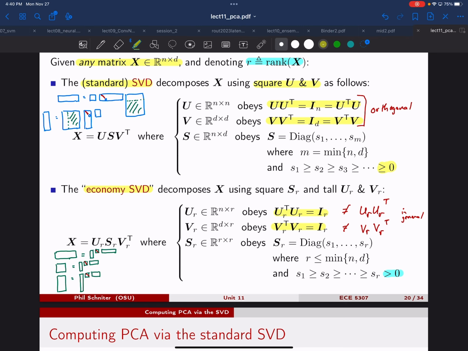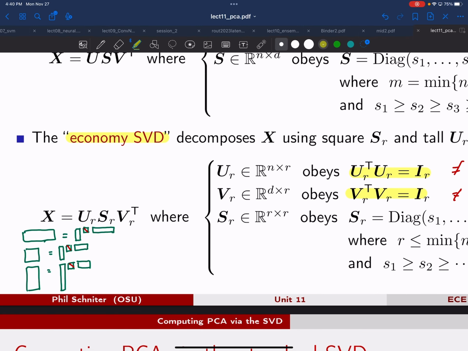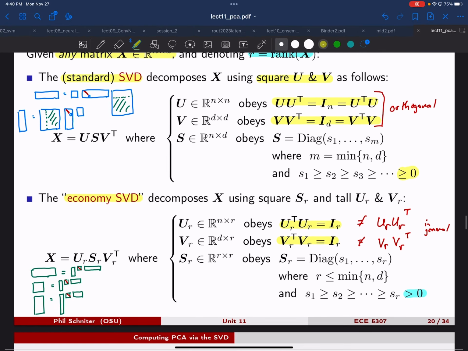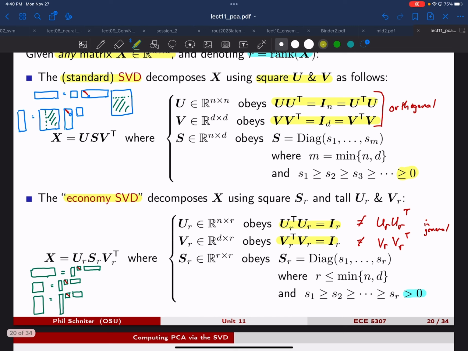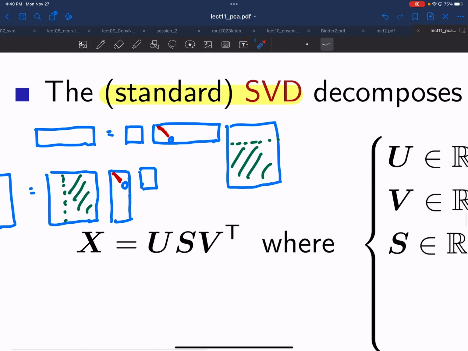And yeah, so the economy one is only computing the U and V coefficients and the S coefficients where they're actually needed. Question, yes? In the standard one, when you have the long matrix and the short and the tall matrix, I guess when you have the long one, the first thing on the far left is a square. Yes. And then when you do the economy one, that first square turns into a tall matrix. Yeah, it could be square, but it could be tall.